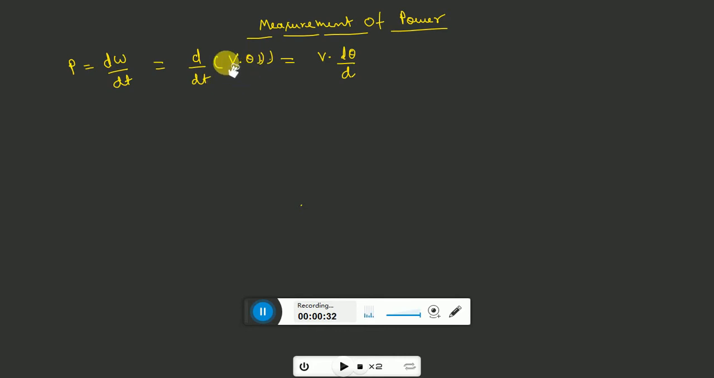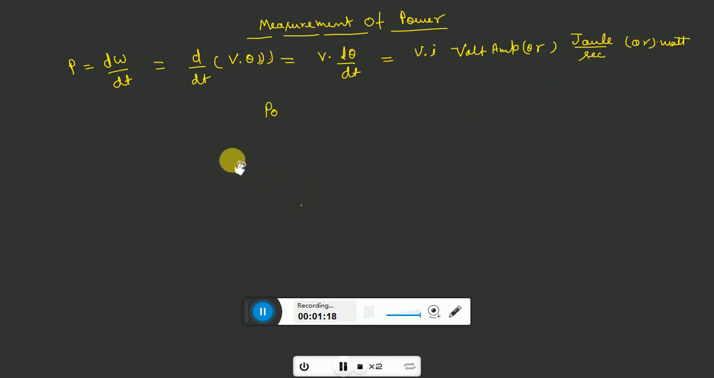V is your constant, take it outside. Here we differentiate Q with respect to time because this is your variable quantity. So we get dq/dt, which is your current. Rate of change of charge with respect to time is your current. So V multiplied by I is your power. The unit of this power is volt ampere or joule per second or watt.